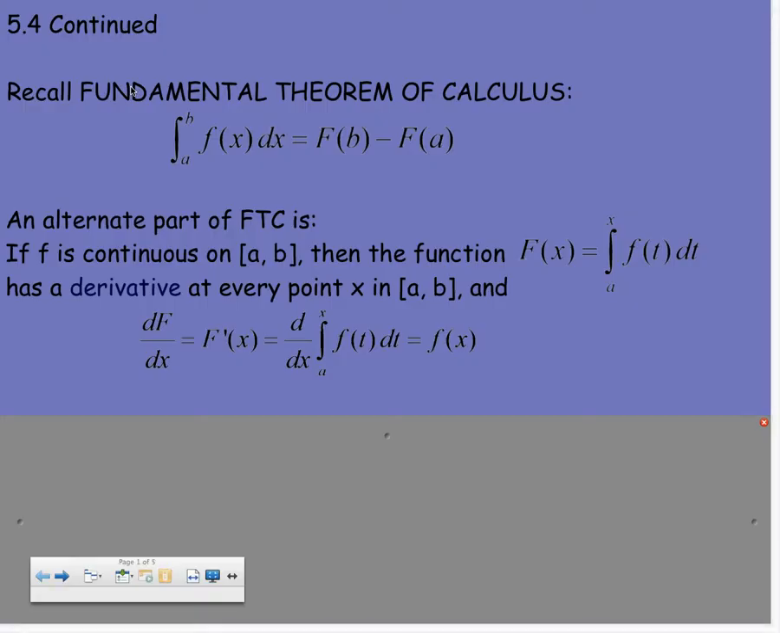Okay, today we're going to continue section 5.4. I've got some notes up on the board. I'm going to give you a minute to copy those down.